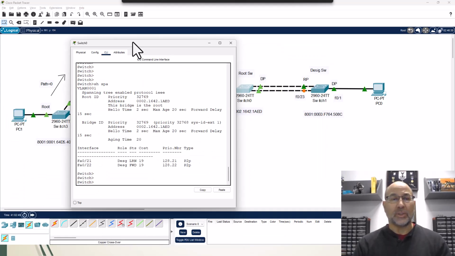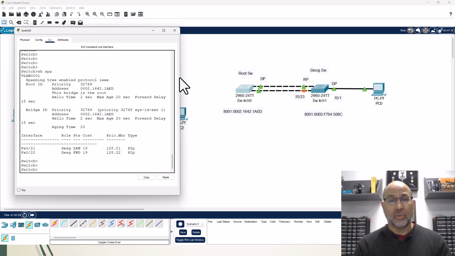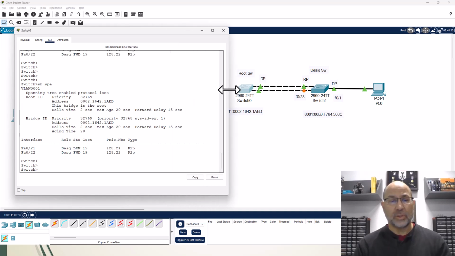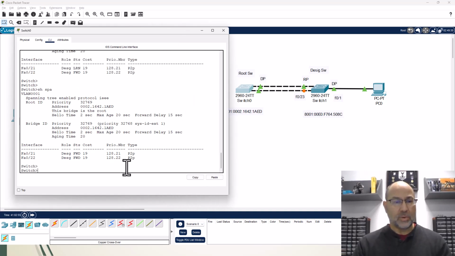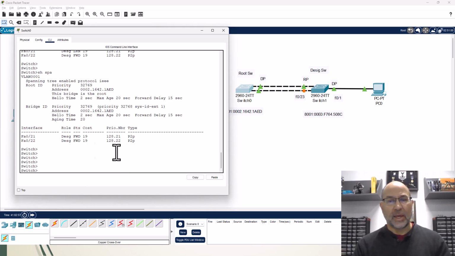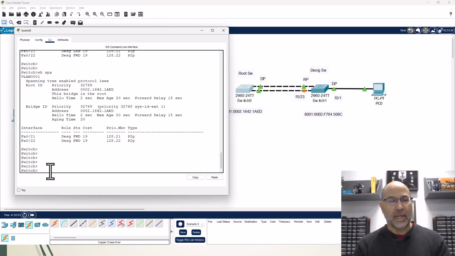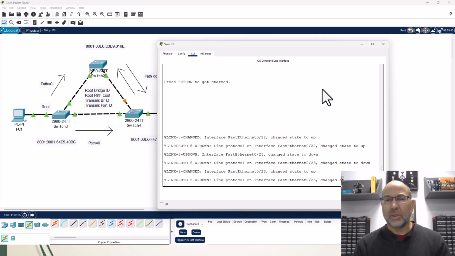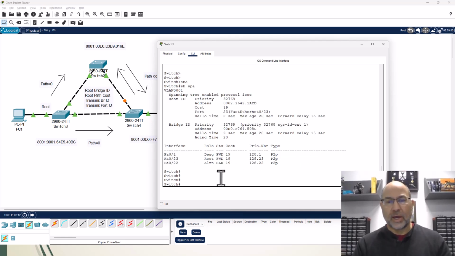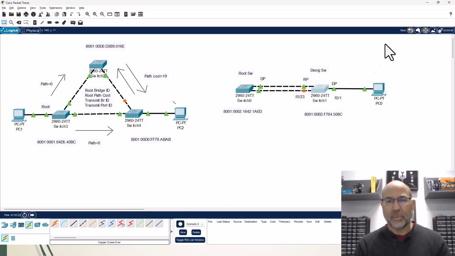What is our topology now? Or what is the status of the ports now? We can see that on the root switch, they are both designated and they are both forwarding. What about switch 1? We've got a blocked port again. Port 22 is blocked in this case. And now our question is, why did we block port 22?